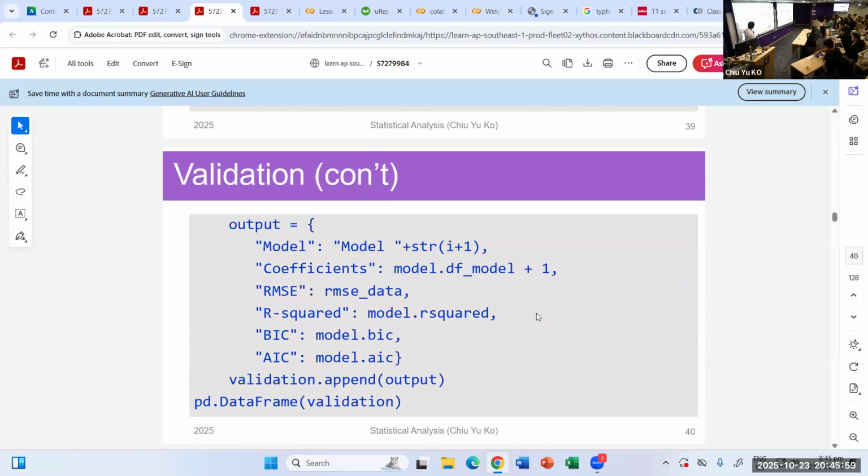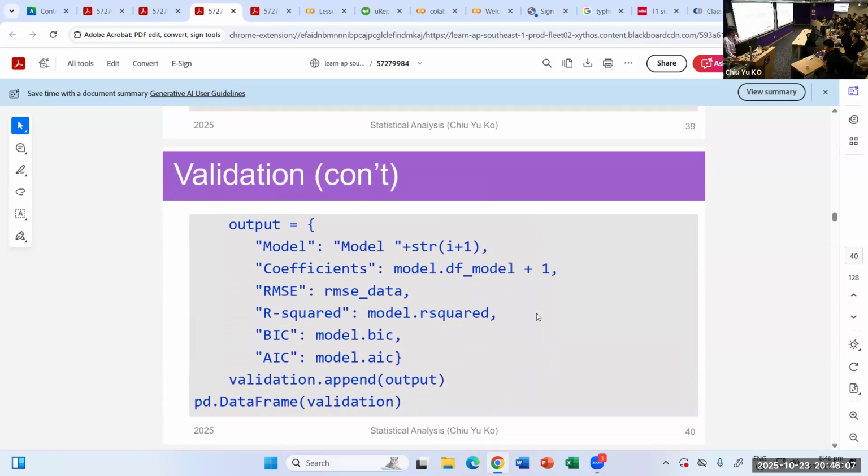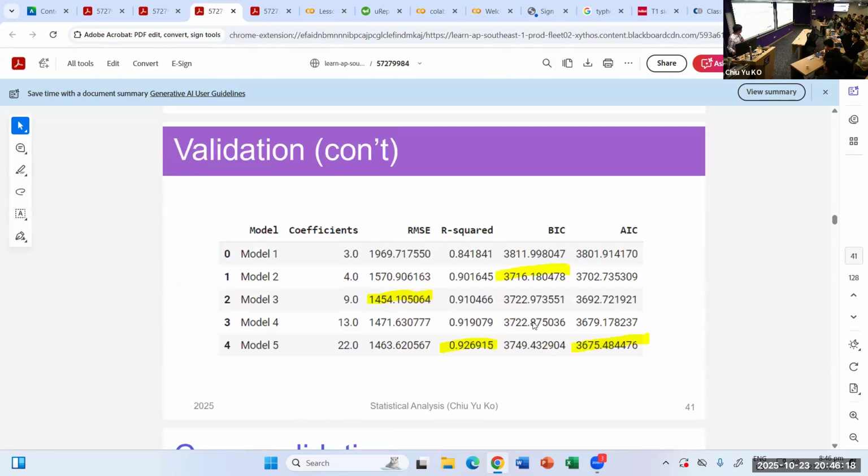Then I do the same. This is the same code, so I'm not going to repeat myself. Because BIC, AIC are the full model, so you don't have to worry about this part. So that means my BIC is this one, AIC is this one. And I want the RMSE lowest, which is this one, R squared this one. So that is my model.